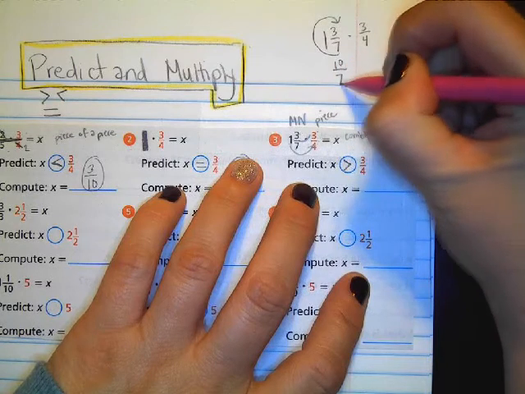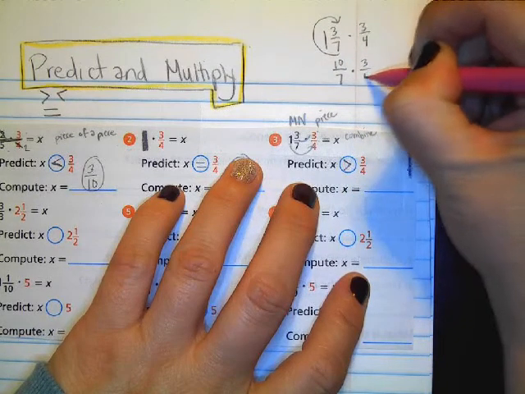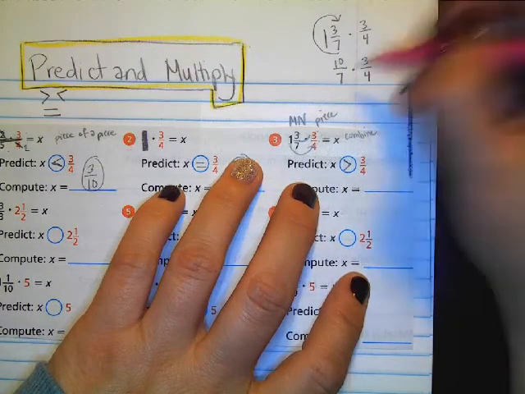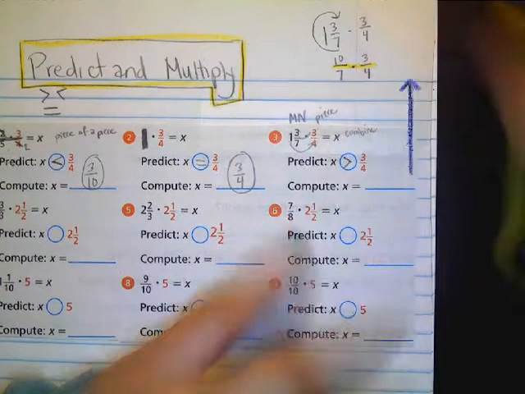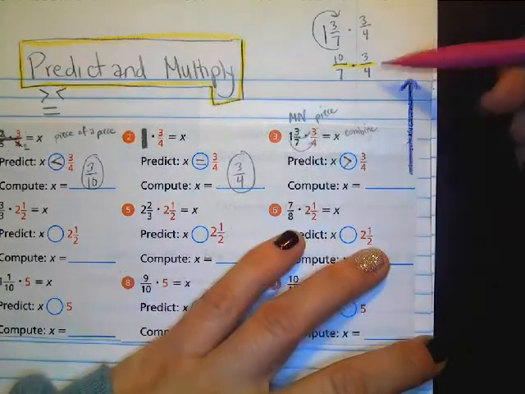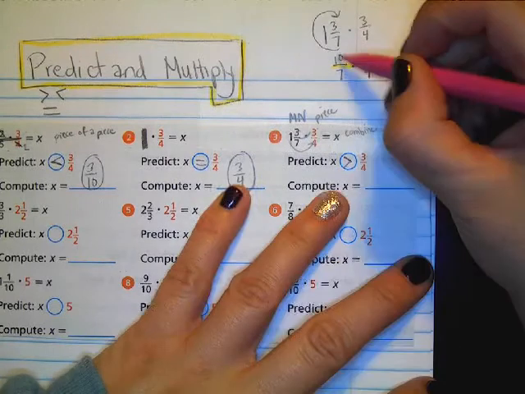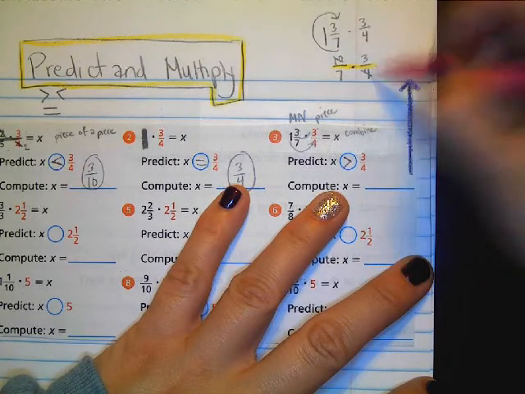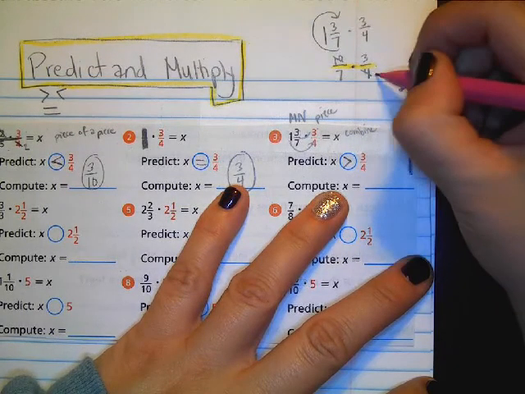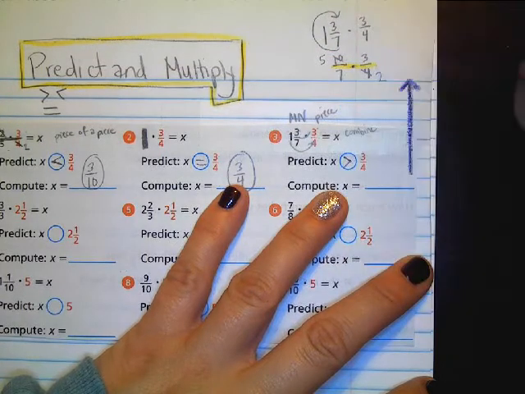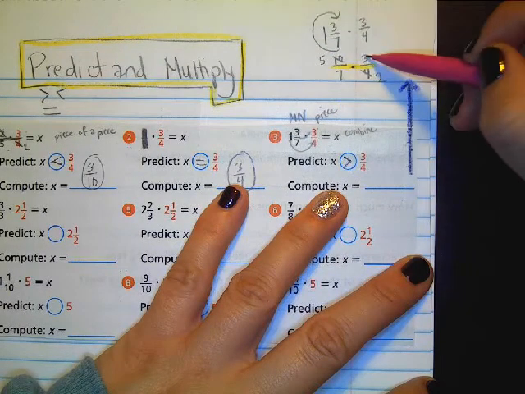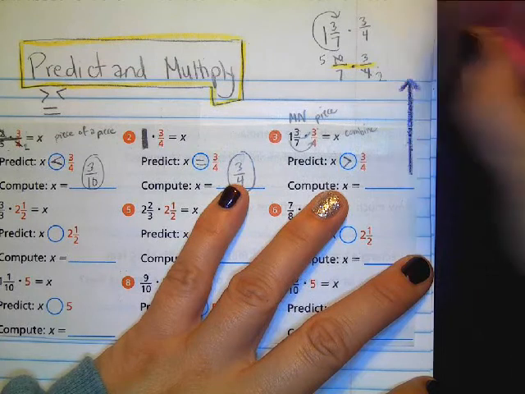Multiply, then add. 7 times 1 is 7, plus 3 is 10 over 7 times 3/4. Extend the bar. Look for relationships. The 10 doesn't have a relationship with the 7, but it does with 4. They can both be divided by 2. 4 divided by 2 is 2. 10 divided by 2 is 5.